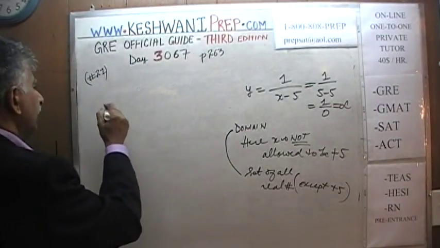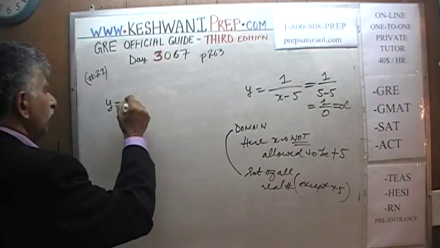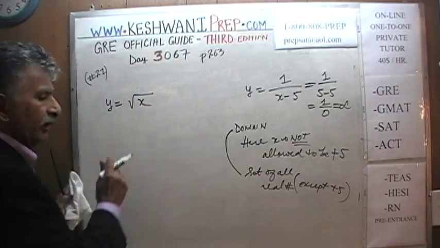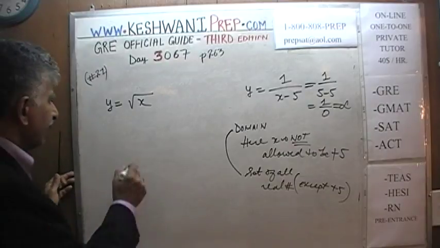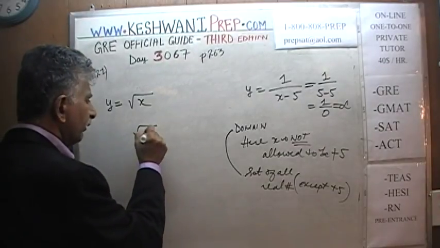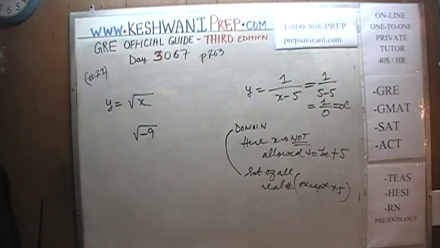Let's take a look at one more. For example, if we were told that y is equal to, it's a very, very simple one, the root of x. But we can't take a root of a negative number. Why not? Why can't we take a root of a negative number?